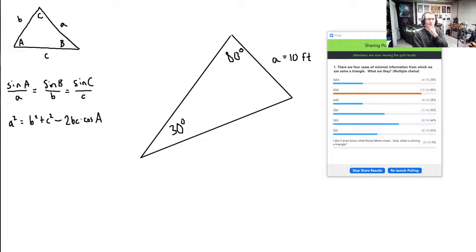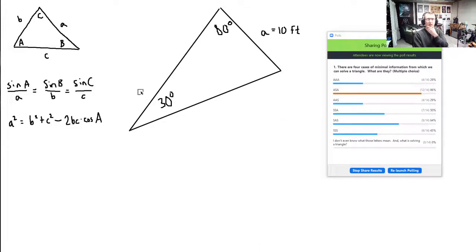so here's our problem. We've got this triangle. This is an angle, side triangle. So to solve a problem like this, we've got this really nice thing going on here with 30 degrees being opposite a side that we know. That's great, because that's what the law of sines is all about. So let's look at sine of 30 over 10.